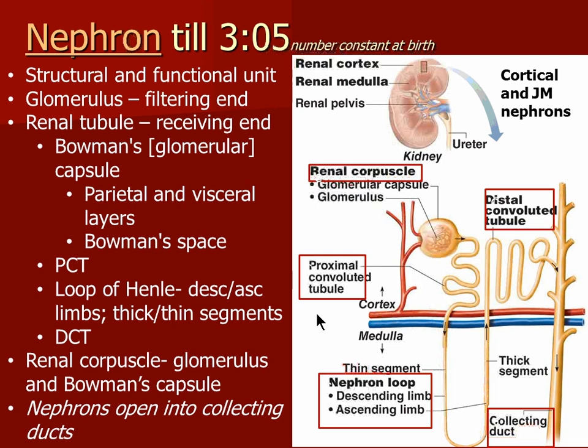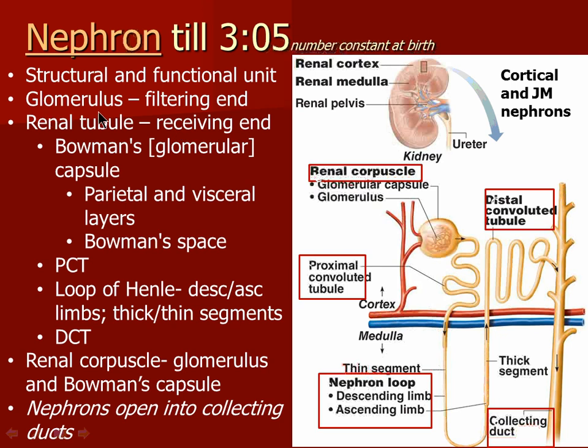Now let's look at the functional and structural unit of the kidney, which is known as the nephron. Just as, remember, in the nervous system the neuron was the functional and structural unit, here it's the nephron. This is the one which actually forms the urine in the kidneys. The number is constant at birth, and it has two parts to it. We said the kidneys have to filter blood, so first you have to bring blood into the kidney, which has to be filtered.